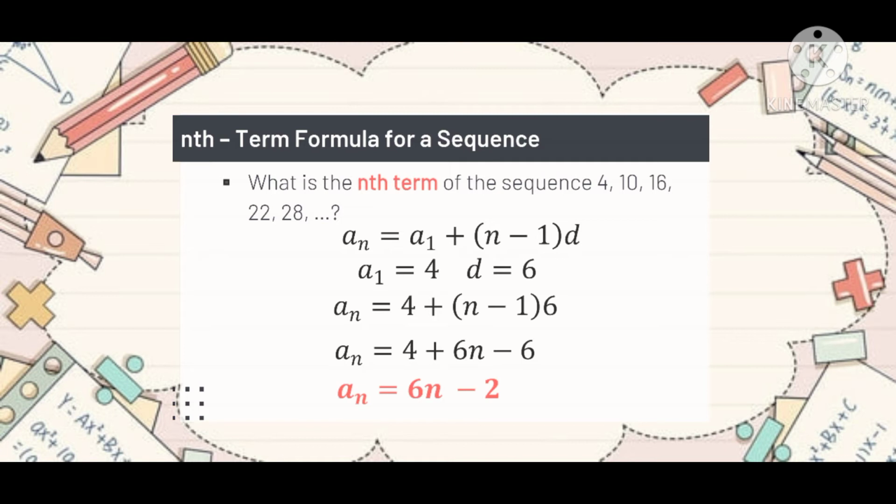And now, we're going to simplify. Gagamit tayo ng distributive property. Pagsasamahin natin si 6 and n para maging 6n. And 6 times negative 1 is equal to negative 6. And ikakopy lang din natin si 4 para maging 4 plus 6n minus 6. And combine similar terms. So, since si 6n, wala naman siyang kapareho na may n, so ikakopy lang natin siya. At si 4 plus negative 6 yung ating pagsasamahin. Kaya 4 plus negative 6 is equal to negative 2. Therefore, our n-th term of the sequence is equal to 6n minus 2.